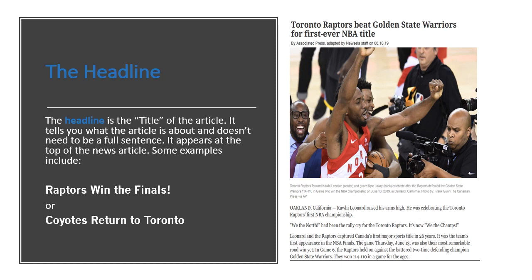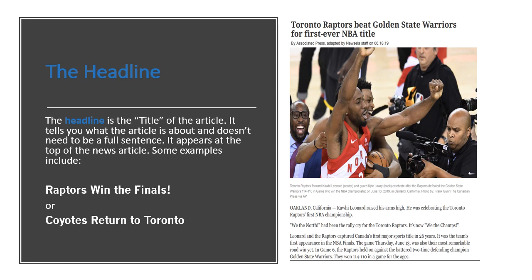So the first part is the headline. The headline is the title of the news article. It tells you what the article is about, and it doesn't need to be a full sentence. It appears almost always right at the top of the news article. So some examples are Raptors win the finals or Coyotes return to Toronto. These are both real headlines.